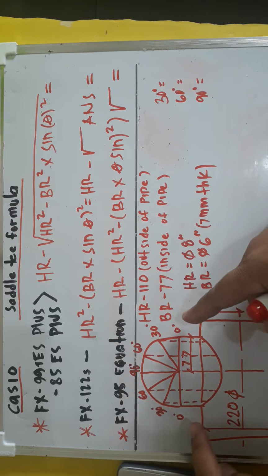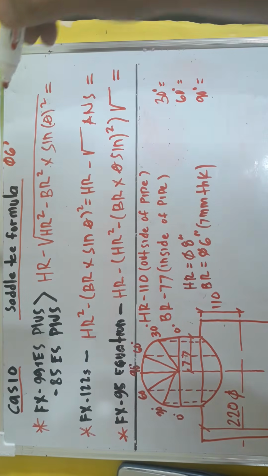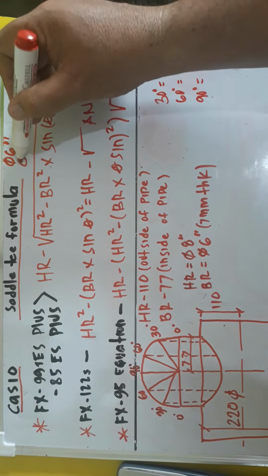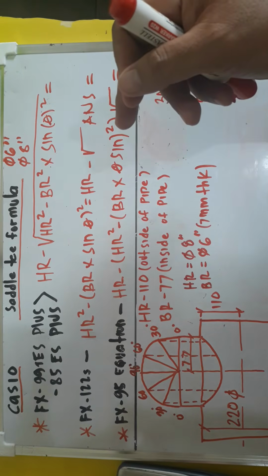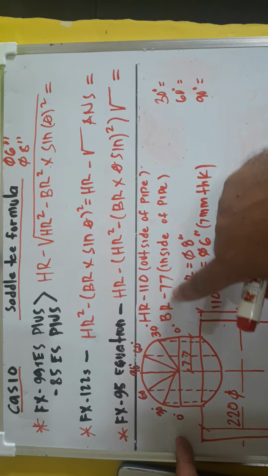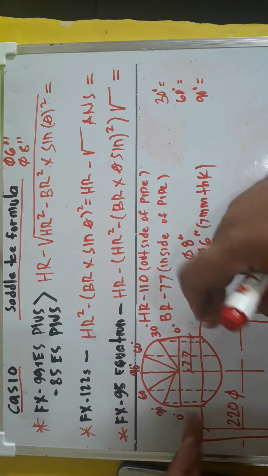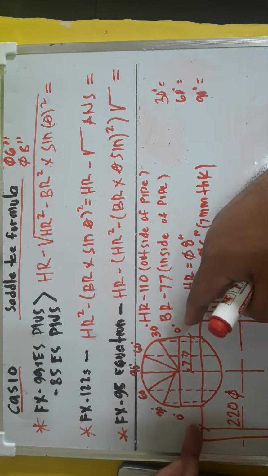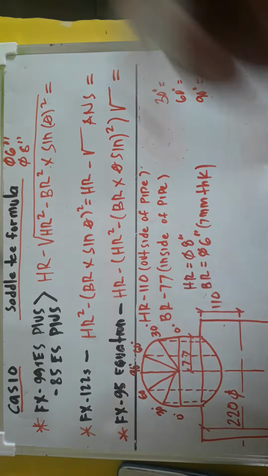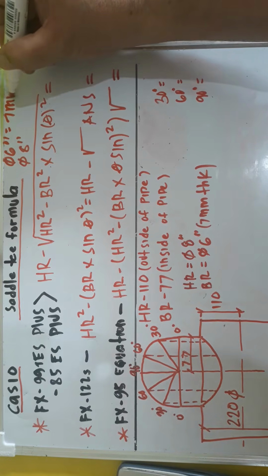We have here a branch pipe of a 6-inch. The branch diameter is 6-inch, and the header diameter is 8-inch. And why do we have a 77, the inside diameter of the pipe? It's because we consider this example a schedule 40 6-inch pipe, and the thickness is equal to 7 mm.